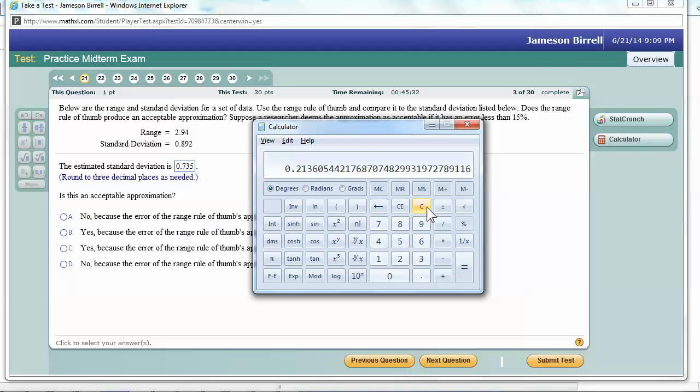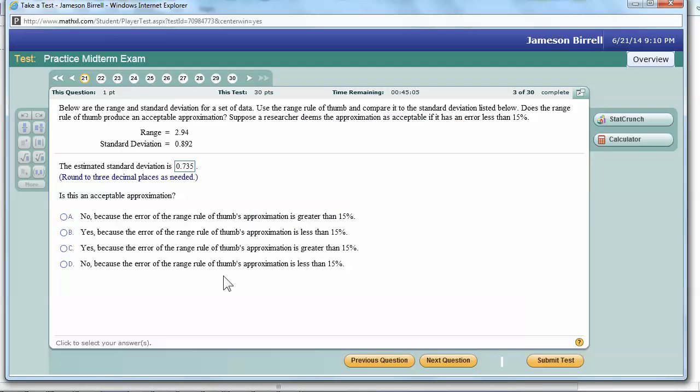Or if I would have calculated the percentage difference from the original, the actual standard deviation, 0.892 minus 0.735, and divided by 0.892, I'm still above 15%. So in either case, I'm noticing that the difference is too big. So is it acceptable? No and no, because the error of the range rule of thumb's approximation is greater.